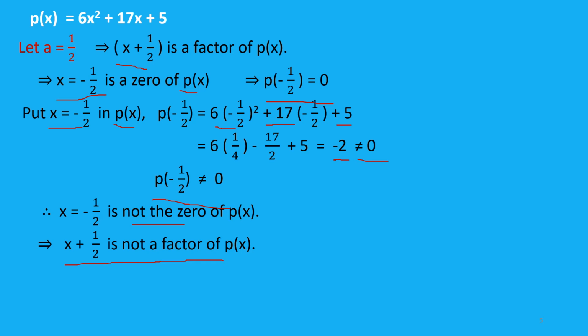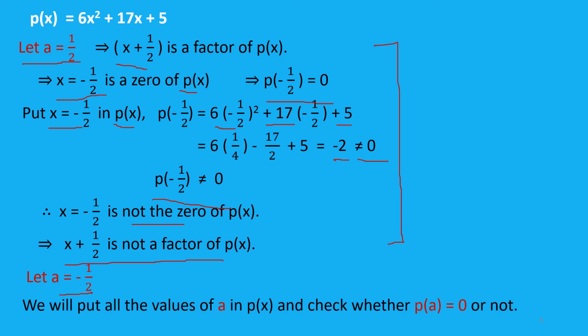Right? So by this method, we have found out that x plus 1 upon 2 is not a factor of P(x). And this we have done only for the value 1 upon 2. Right? Now this whole process we have to do for all the values one by one and find out the factors of P(x). Now we are taking a equals minus 1 upon 2. So we will put all the values of a in P(x) and check whether P(a) equals 0 or not. If P(a) equals 0, that means the given value is a factor, otherwise not.